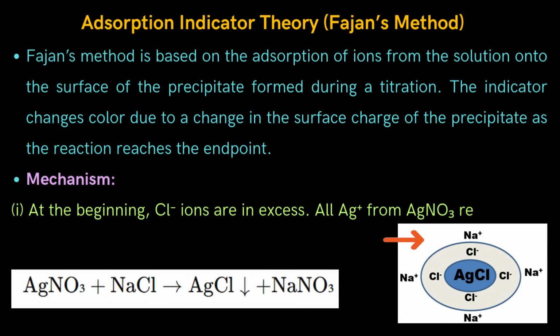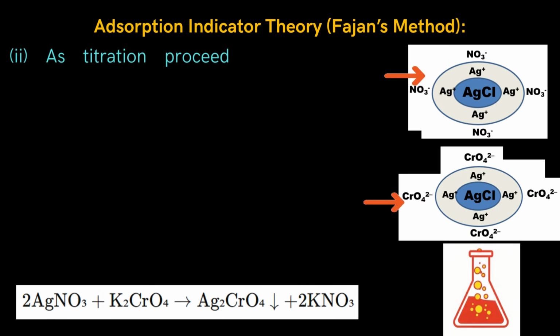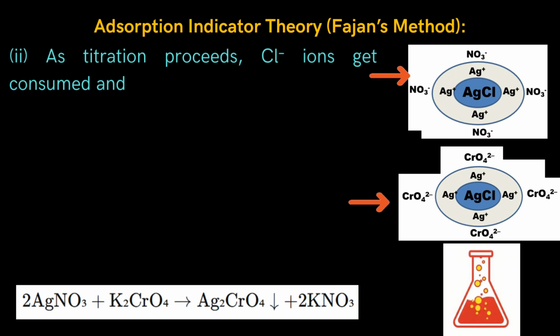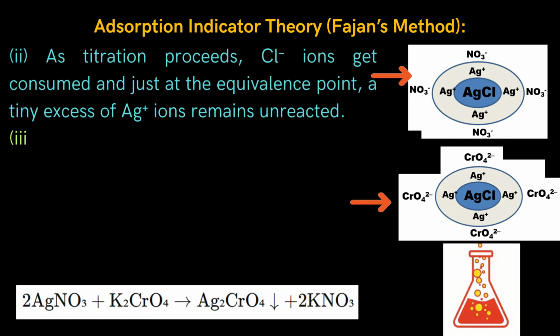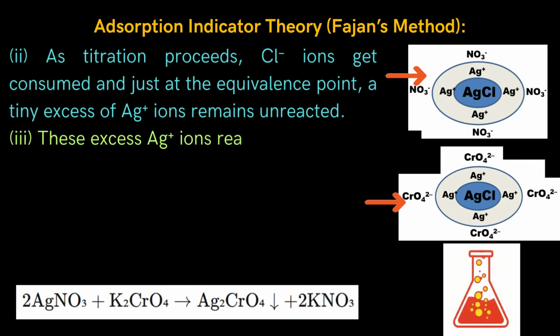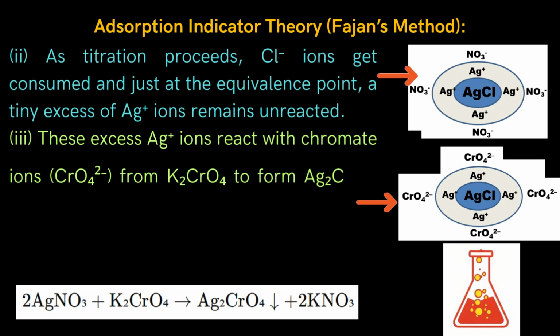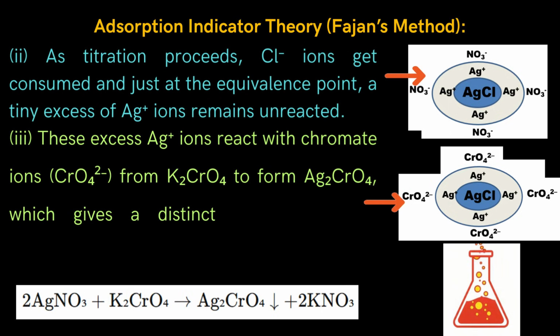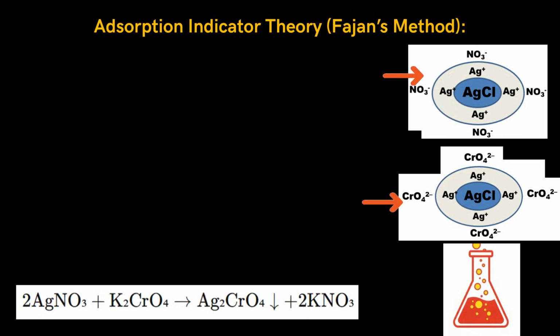Mechanism: first, at the beginning, Cl minus ions are in excess. All Ag plus ions from AgNO3 react first with Cl minus ions to form AgCl, white, as shown in the image. Second step is, as titration proceeds, chloride ions get consumed and just at the equivalence point, a tiny excess of silver plus remains unreacted. Thirdly, these excess Ag plus ions react with chromate ions, CrO4 2 minus, from K2CrO4 to form Ag2CrO4, which gives a distinct red-brown color marking the endpoint.